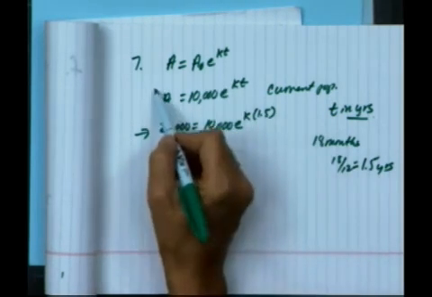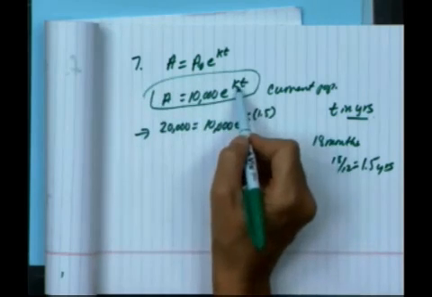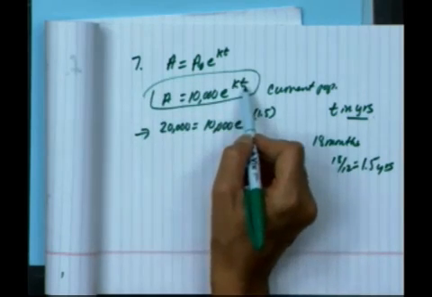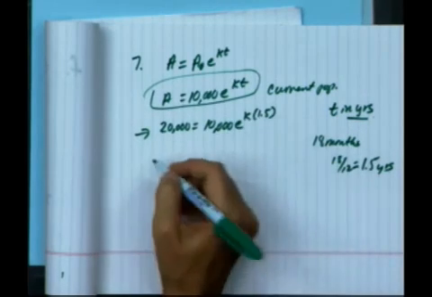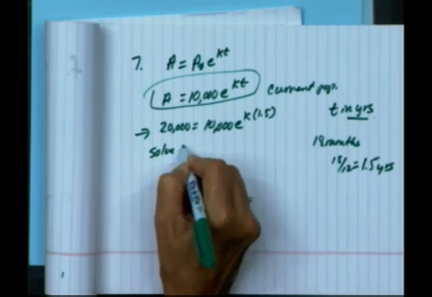Because this is our formula, but we got too many unknowns. We don't know the k, the t, or the a. Too many unknowns in here. All right, so let's solve for k. Is everybody with me while we're doing this?